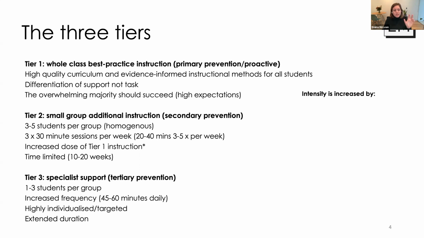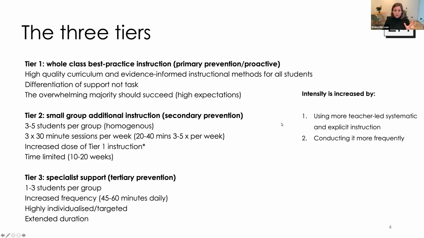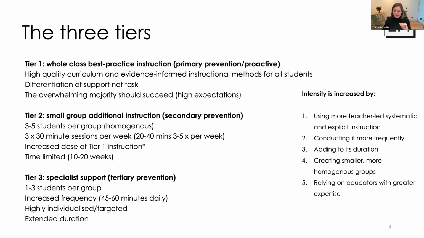The intensity, as we move from tier 1 to tier 2 to tier 3, we increase the intensity of support or instruction in a few ways. So using more teacher-led systematic and explicit instruction. So students are receiving more instruction. We're conducting that instruction more frequently. We're adding to its duration. We're creating smaller, more homogenous groups. Now, remember I said homogenous in terms of the skill or the particular thing that they need. And we're relying on educators with greater expertise. So the idea is we move through the tiers, we increase the expertise or the level of training or skill that the practitioners may have.